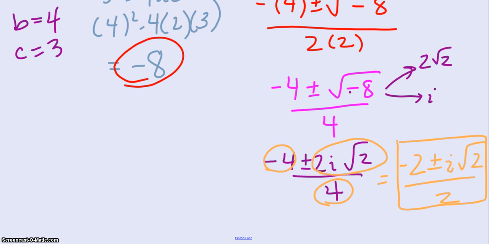Okay, notice that the square root of 2 did not change to 1. It's under the radical, whereas all of the other three are not. So your final answer is actually negative 2 plus or minus i square roots of 2.